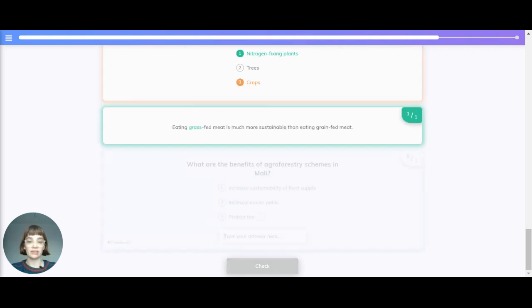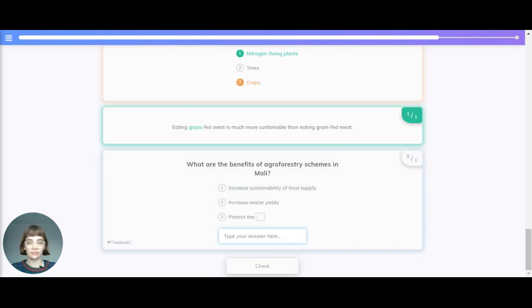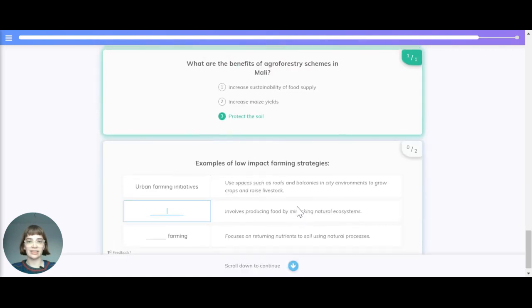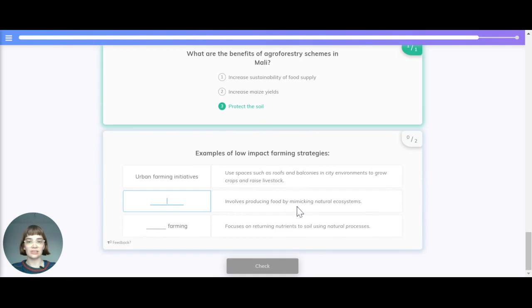Using grass-fed meat is more sustainable than eating grain-fed meat. The benefits of the agroforestry schemes in Mali is increased availability of food supplies, increased maize yields, and protection of the soil.